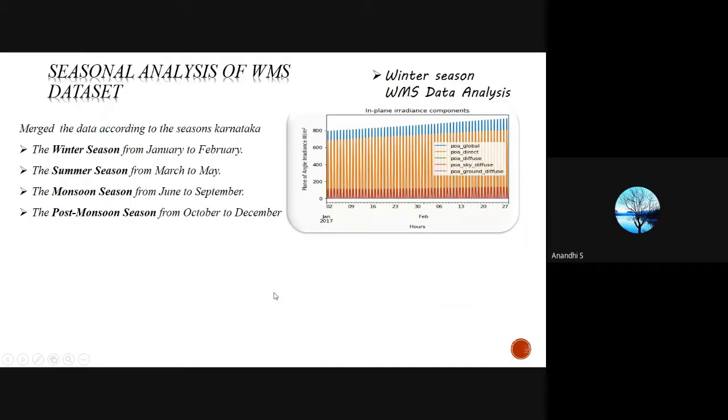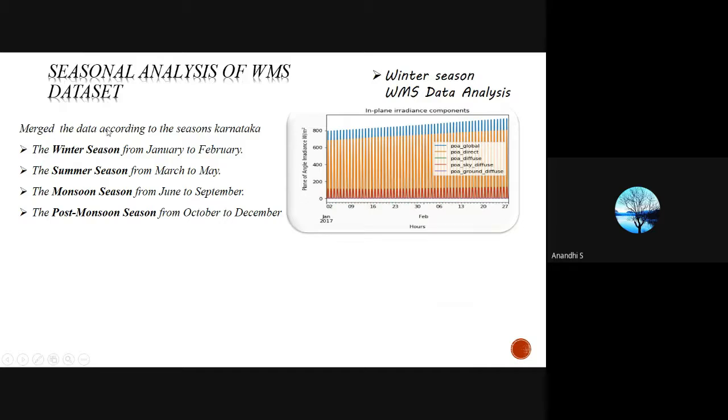Next thing is this plot of in-plane irradiance components. Actually, they have provided me the plane of array irradiance value, but what I did is I extracted the POA value from the PV library for my analysis, and now I have visualized it for comparing the given data and the predicted data. In further slides, we can see about that.